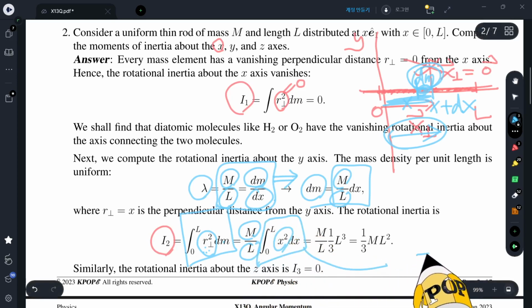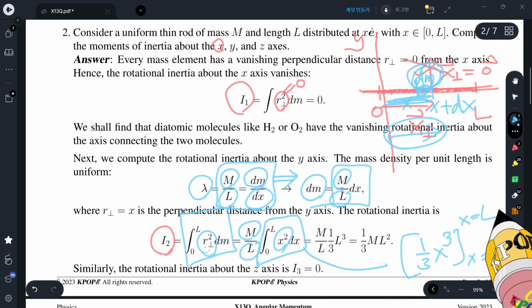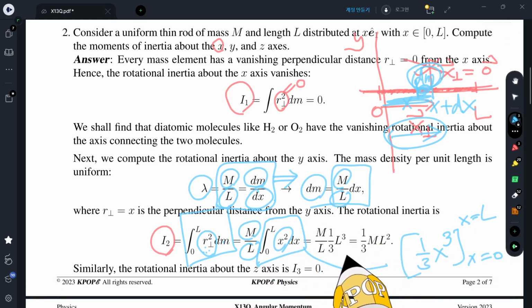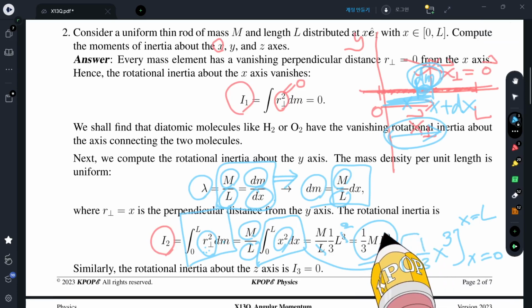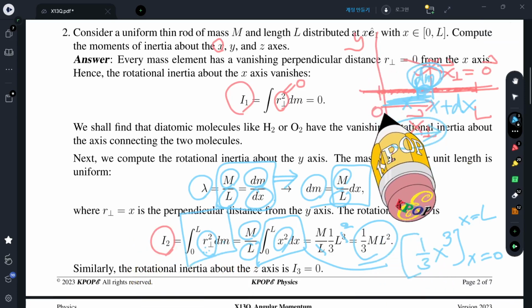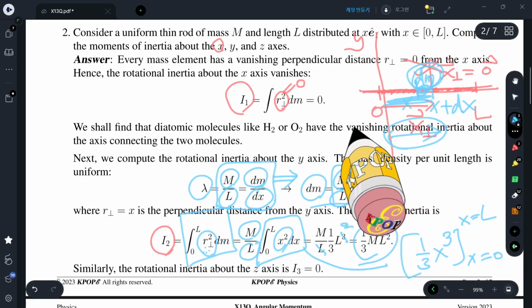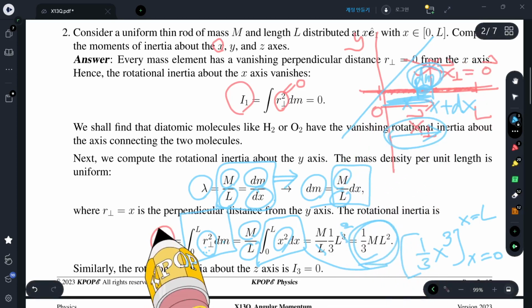This is 1/3 x cubed evaluated at x equals L minus its value at x equals 0. Now the answer is M over L times 1/3 L cubed, and a single power cancels. 1/3 M L squared is the moment of inertia about the y-axis. And because of symmetry, the moment of inertia about the z-axis must be the same as this one.